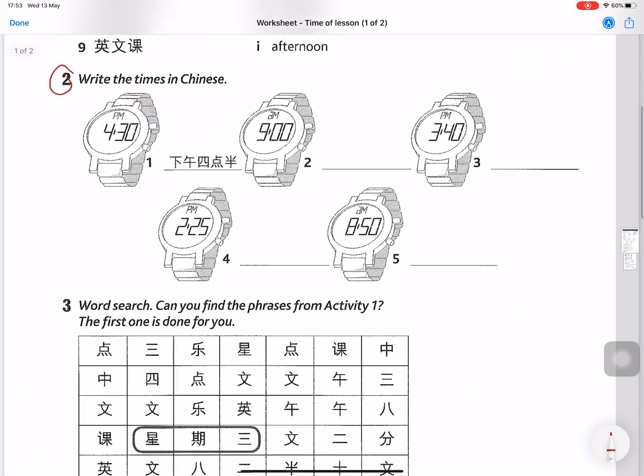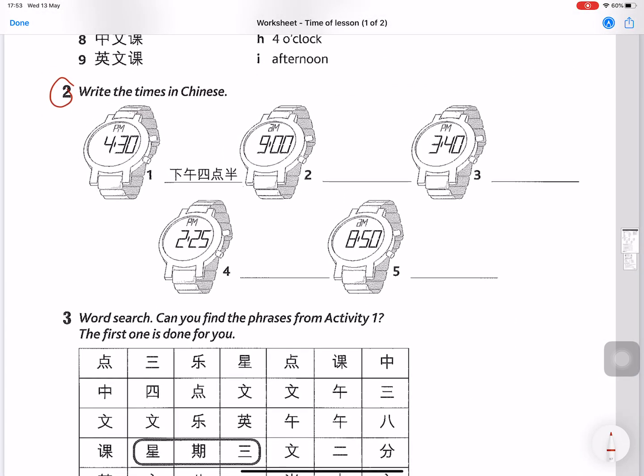So for question 5, you have the PM and AM written on the watch. However, you need to think about which part of the day the time actually falls in. So don't just directly translate AM as 上午 or 早上 or PM as 下午, because PM could be 晚上. So the first one is given to you as an example. As you can notice, you always have the less specific time first, so the parts of the day first, and then the exact time. 半 is the word for half past.